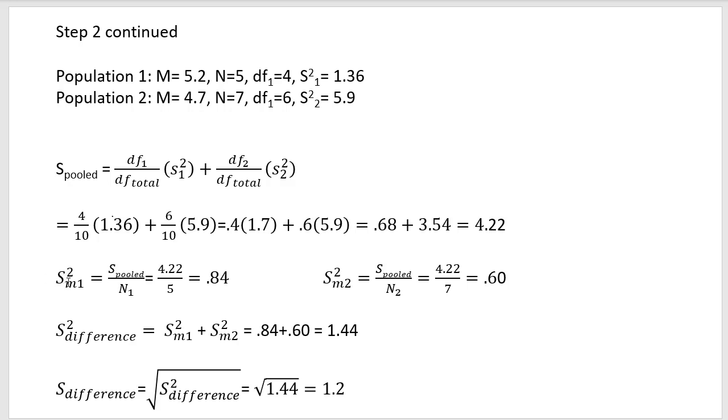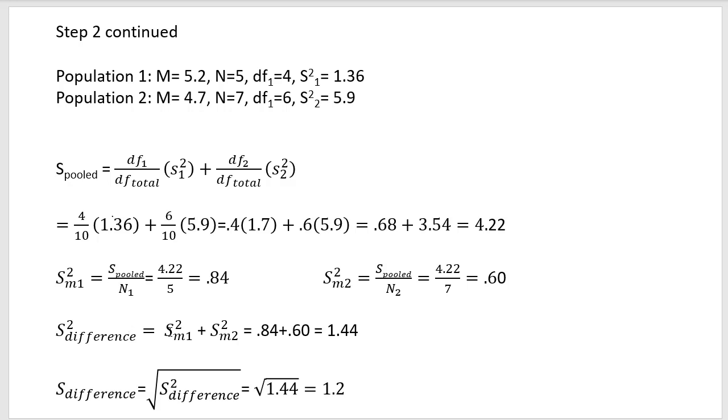The variance of the distribution of means for the first group is the pooled variance divided by the number in that group, or 4.22 divided by 5, which equals 0.84. And then the variance of the second group's distribution of means is equal to the pooled variance divided by the number in that group, which is 4.22 divided by 7, which equals 0.60. So the variance of the first distribution of means plus the variance of the second distribution of means will give us the standard deviation of the difference between the two groups.